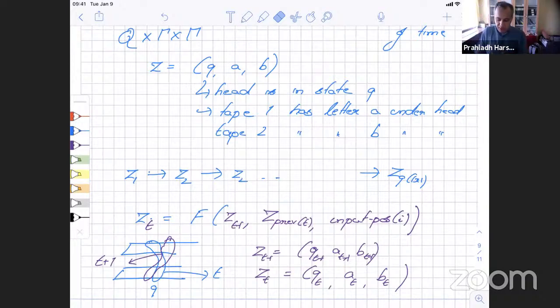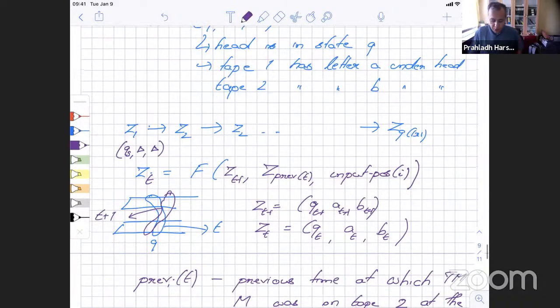And this 3-tuple is going to keep changing as you progress in time. It starts with some Z_1. So Z_1 will start off as q_start, with the start symbol. This is what Z_1 is going to be. And it's going to keep chugging along as it progresses all the way. And what we want to write is, to know Z_t, what all do you need to know in order to write Z_t?